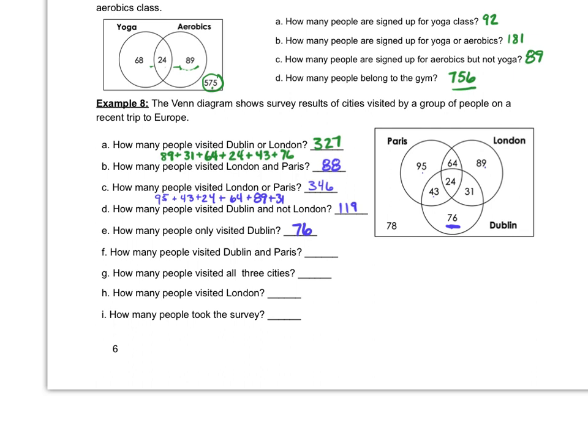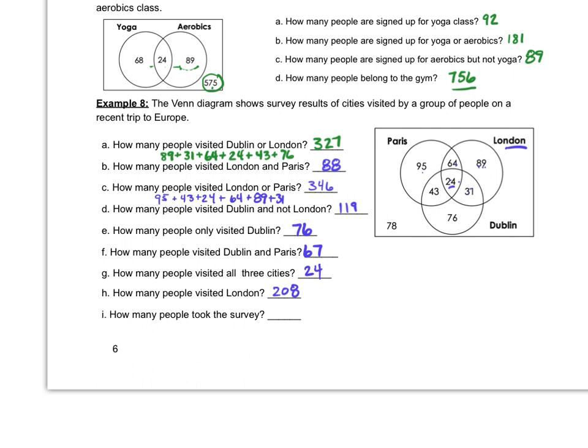How many people visited Dublin and Paris? Dublin and Paris. That would be these two right here, the intersections. So we're looking at 77, 67. How many people visited all three cities? Well, that's that magic overlap right there in the center. So 24 people visited all three. They were very active. And how many people visited London? Visiting London right here, it looks like we add up these four and we come up with 208 people.